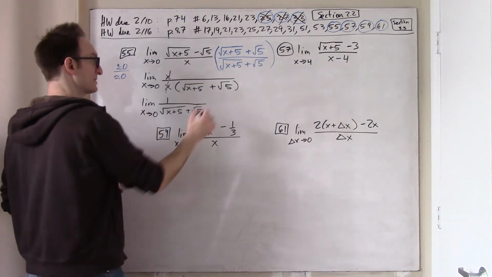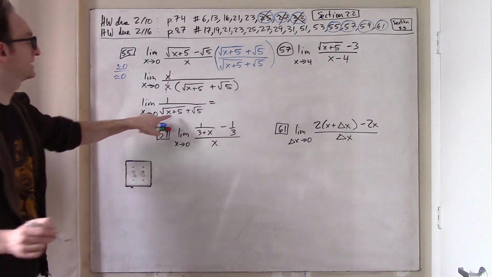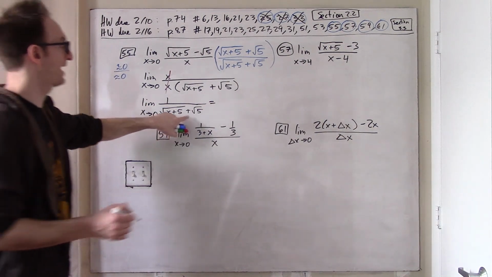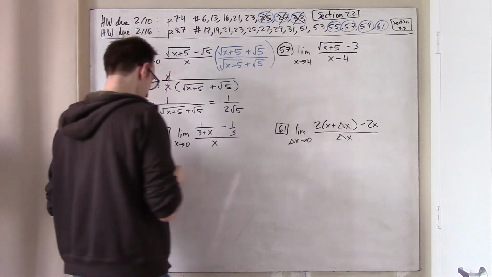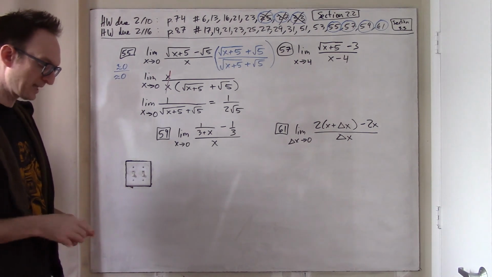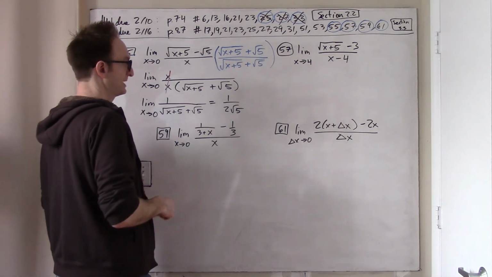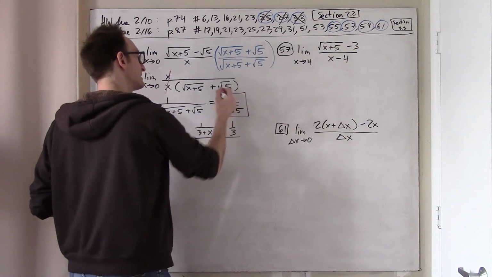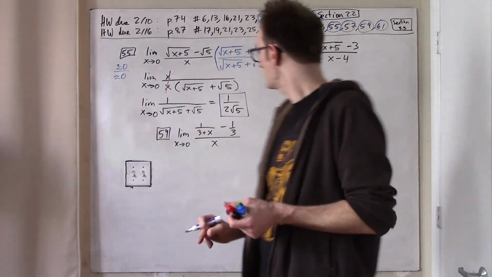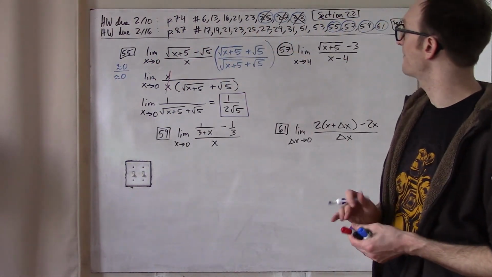And what is that? Well, when I plug in 0, now I get 1 over root 5 plus root 5. So that's 1 over 2 root 5. And personally, we're big kids now in calculus, and I don't think we need to waste time in our lives rationalizing. That's for little kids. So I'm done. I'm just going to leave it like that.